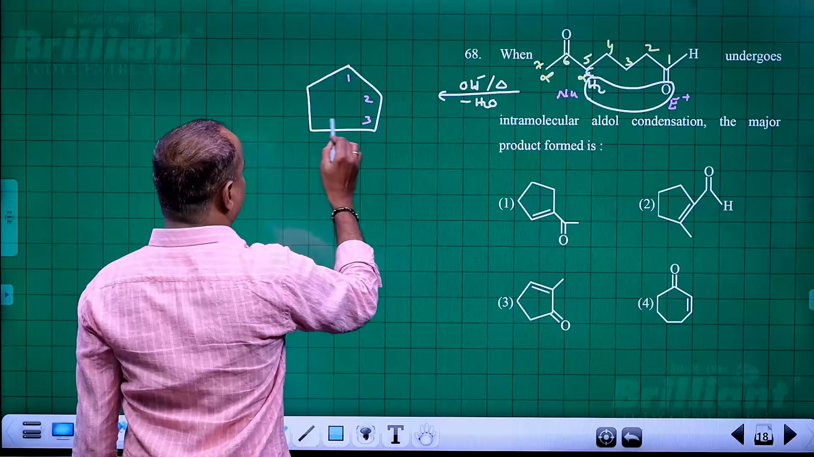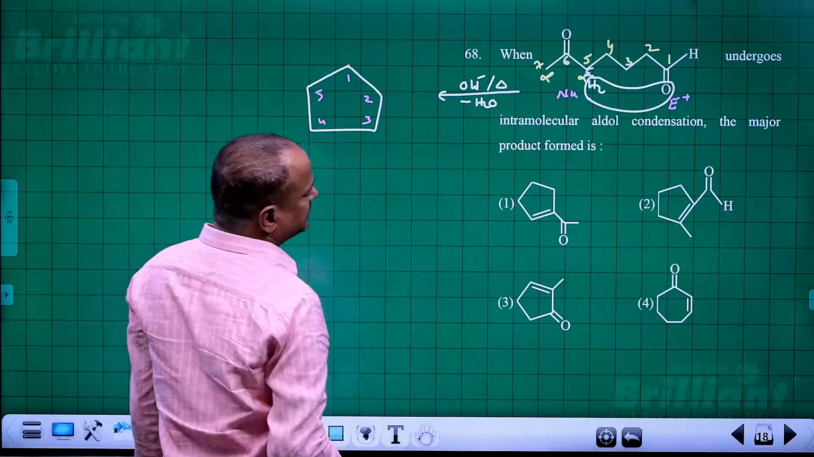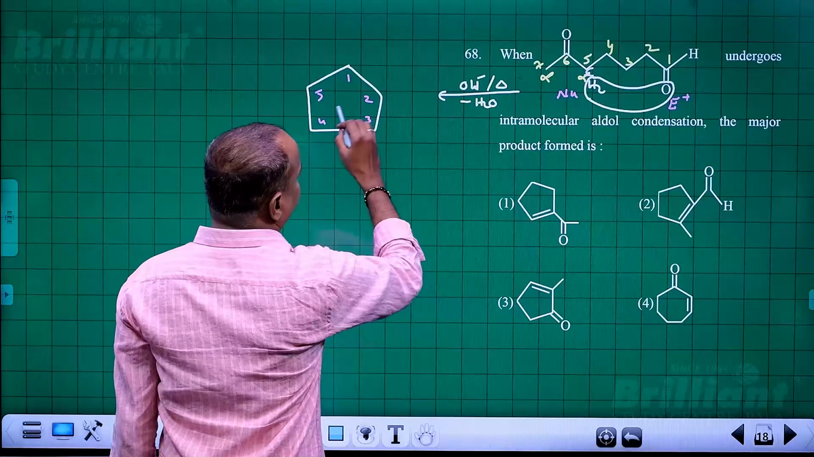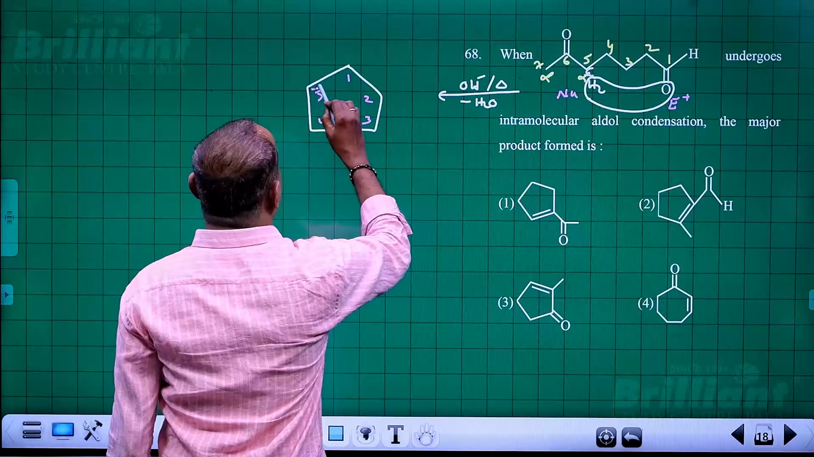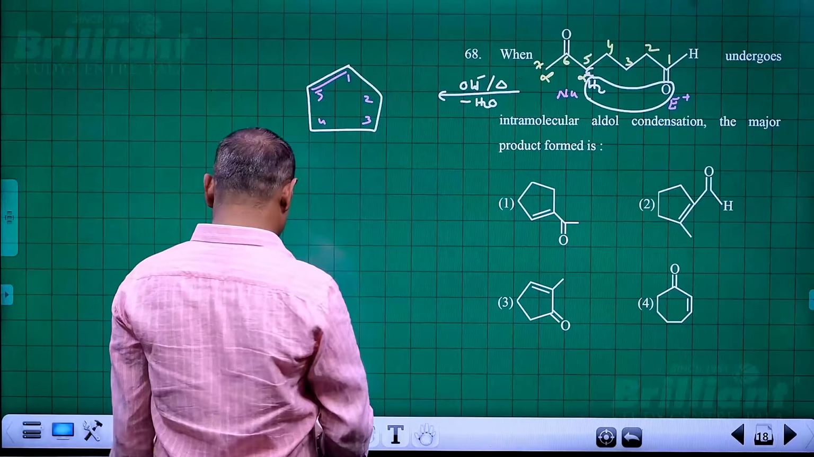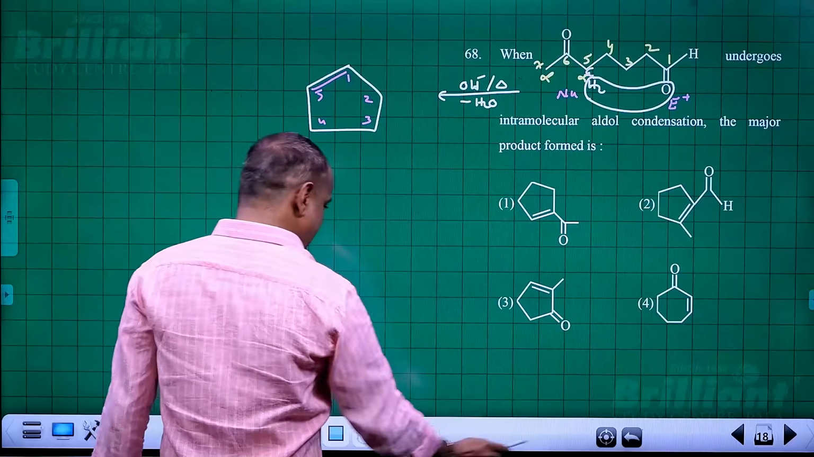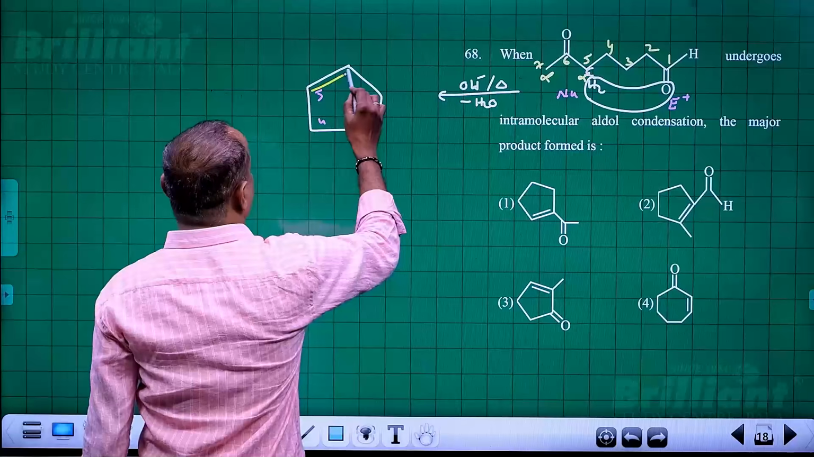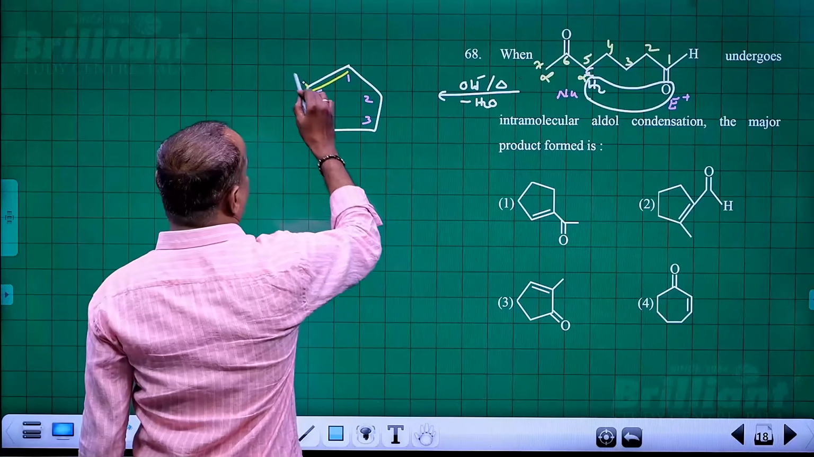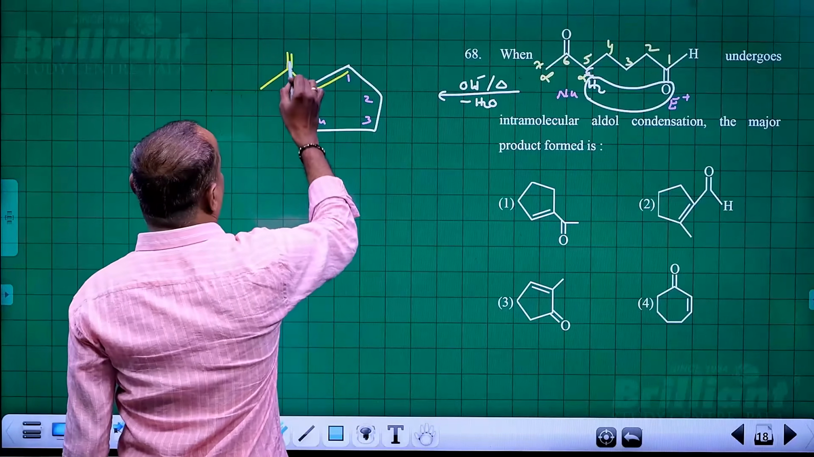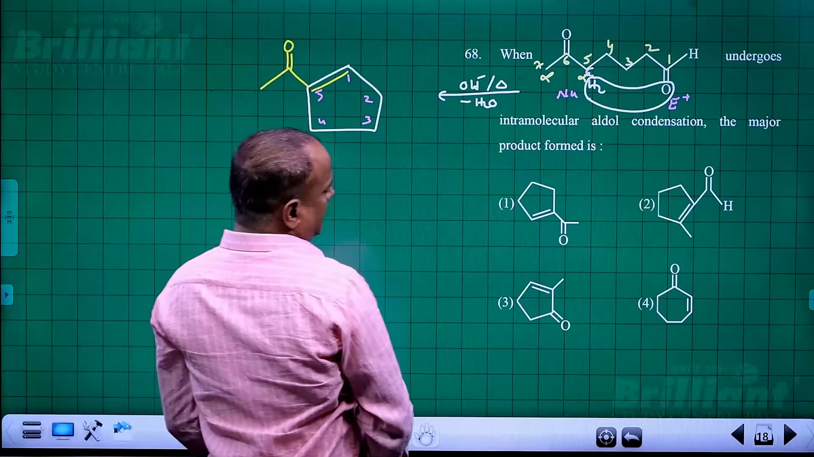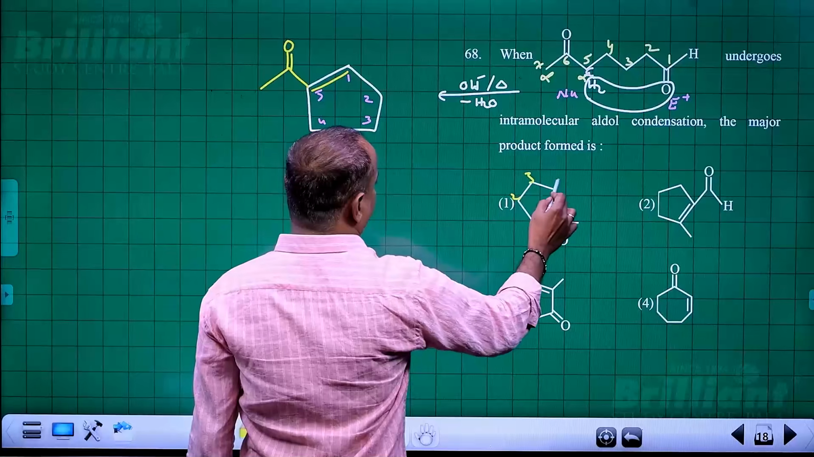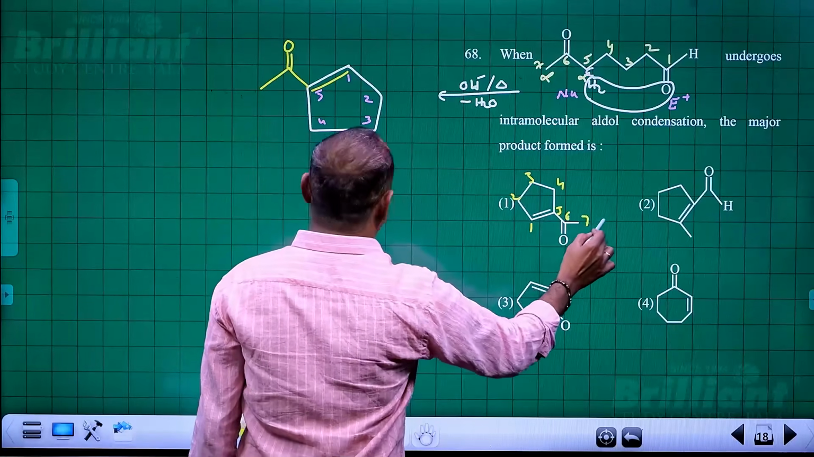1, 2, 3, 4, 5. 1, 5 connection. 2 same, 3 same, 4 same. The 5th one and 1 are joined by a double bond. 1, 5 connected by double bond. Next, fill up the branches. Branch for the 5th one. Correct, na? Because 1, 2, 3, 4, 5, 6, 7.